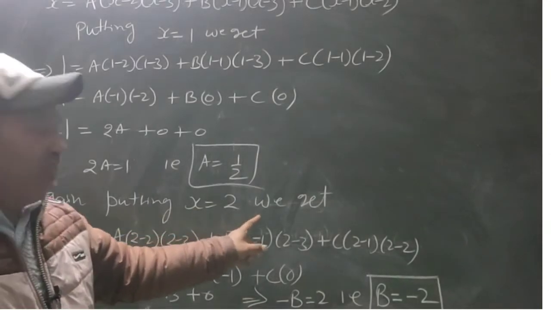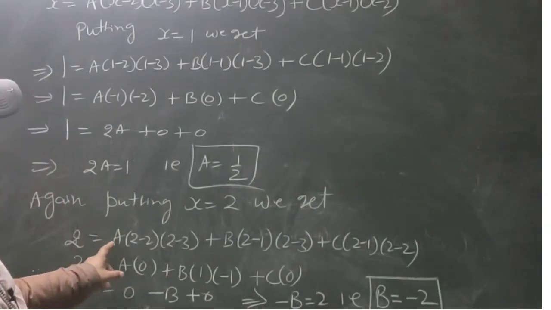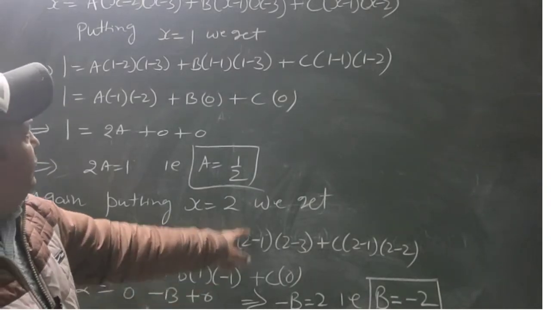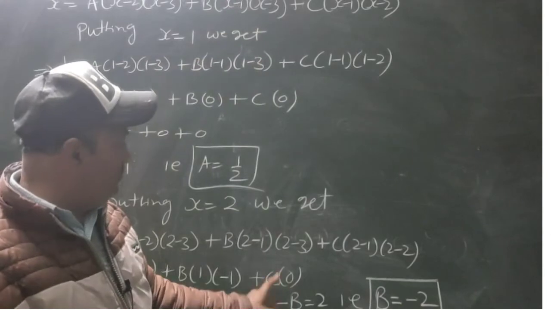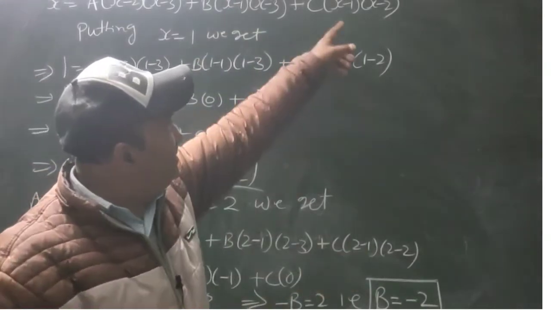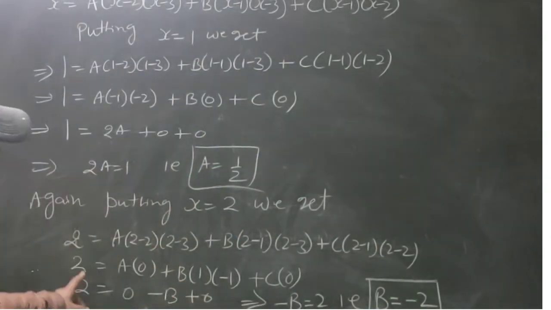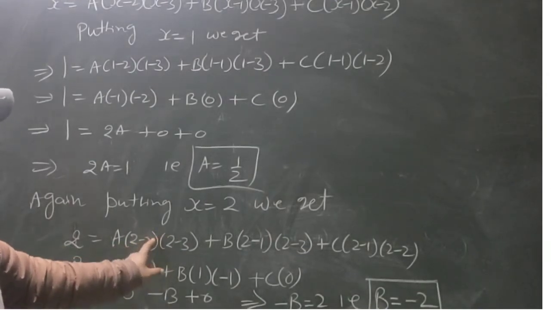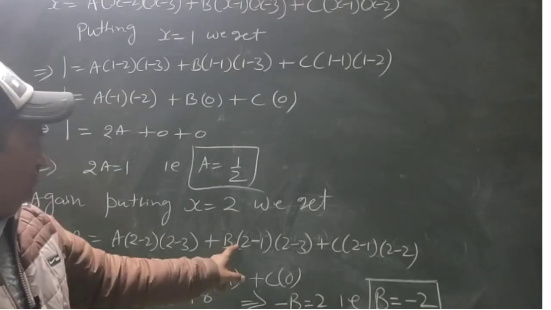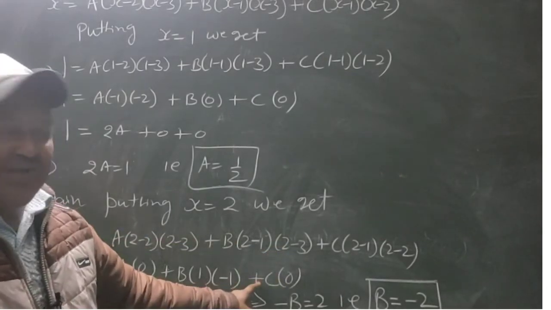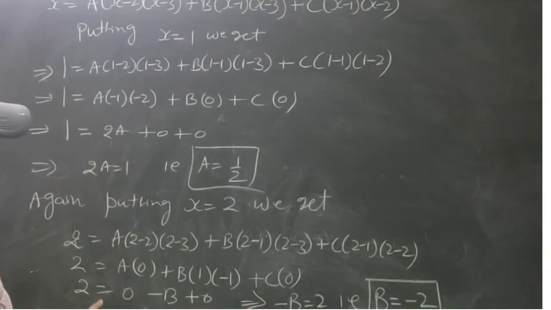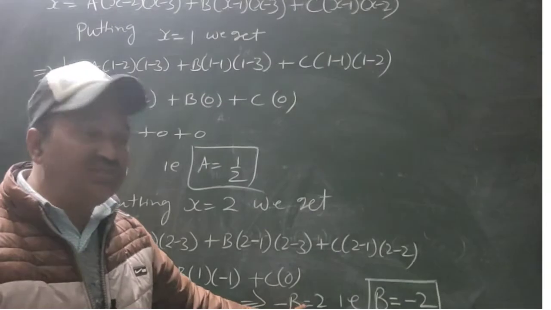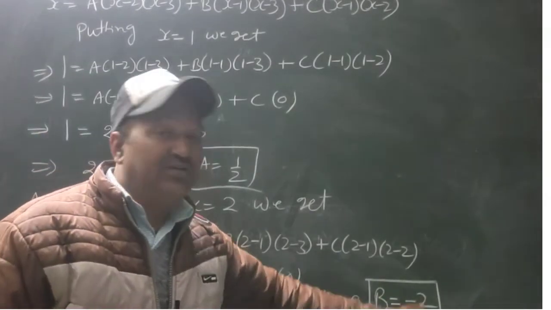Again putting x is equal to 2, we get 2 is equal to A into (2 minus 2)(2 minus 3) plus B into (2 minus 1)(2 minus 3) plus C into (2 minus 1)(2 minus 2). We get 2 is equal to A into 0, since 2 minus 2 is 0 which makes everything 0, plus B into 1 into minus 1 plus C into 0. That is 2 is equal to 0 minus B plus 0, which implies minus B is equal to 2, which implies B is equal to minus 2.